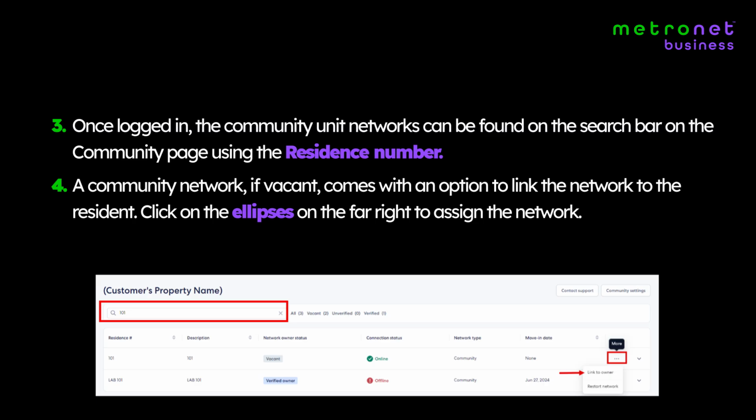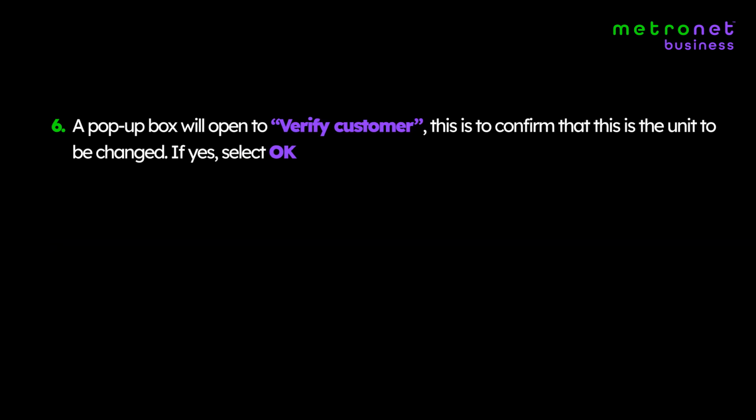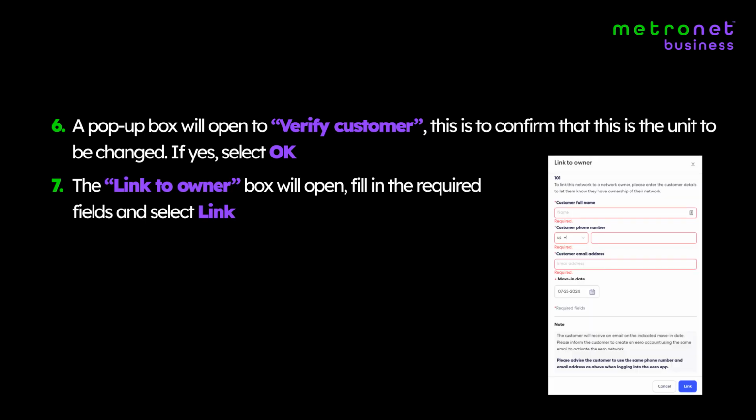4. A community network, if vacant, comes with an option to link the network to the resident. 5. Click on the ellipses on the far right to assign the network. Select Link to Owner from the dropdown. 6. A pop-up box will open to Verify Customer. This is to confirm that this is the unit to be changed. If yes, select OK. 7. The Link to Owner box will open. Fill in the required fields and select Link.